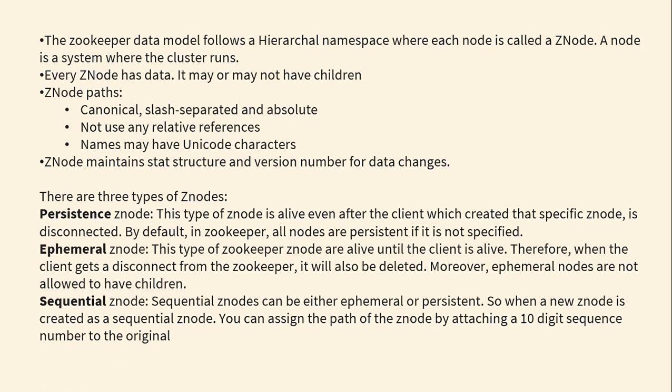Ephemeral ZNode. This type of Zookeeper ZNode is alive as long as the client is alive. Therefore, when the client gets disconnected from the Zookeeper, it will also be deleted. Moreover, ephemeral nodes are not allowed to have children. Sequential ZNode. A sequential ZNode can be either ephemeral or persistent. So when a new ZNode is created as a sequential ZNode, you can assign the path of the ZNode by attaching a 10-digit sequence number to the original.